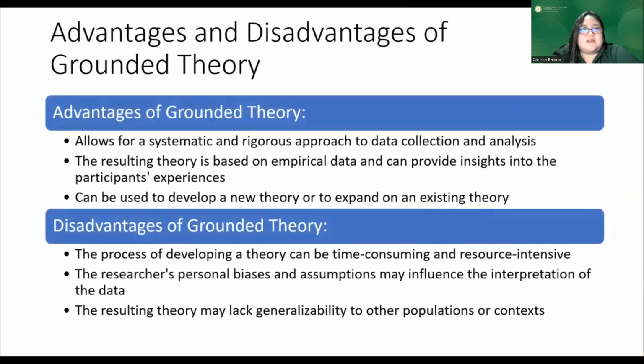Okay. Next, advantages. So, systematic and rigorous approach to data collection because it's a process. The resulting theory is based on empirical data and can provide insights into the participants' experiences. And you can make it a new theory or expand an existing theory. Remember, one of the grounded theories that is very familiar to everyone here is Kubler-Ross's DABDA. It started as a GT and it's now a theory. Okay?